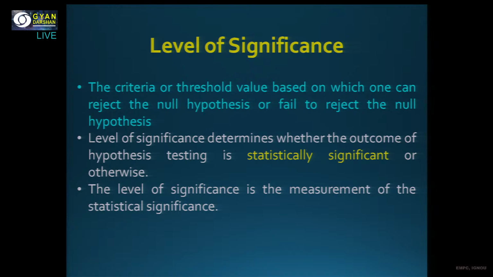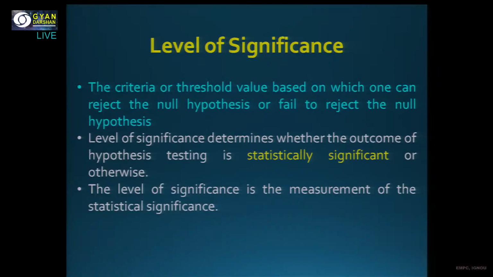Now, I also invite your attention to the slide which is shown. I was also talking about something called the level of significance. What does that mean? If you see the third point, the level of significance is the measurement of statistical significance. So I was saying significance means not because of any chance, it is purely because of the research work, and it is going to be the most probable result.